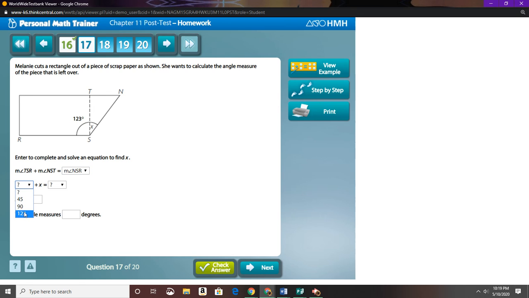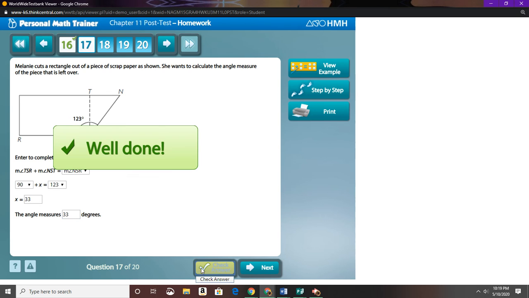So 90 plus x would equal 123. So what plus x is 123? 10 plus x, or 90 plus 10, is 100. 90 plus 30 is 120. So 90 plus 33 is 123. And that angle would measure 33 degrees.